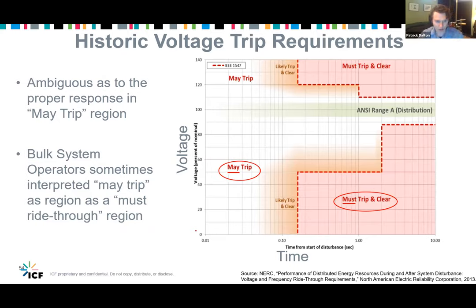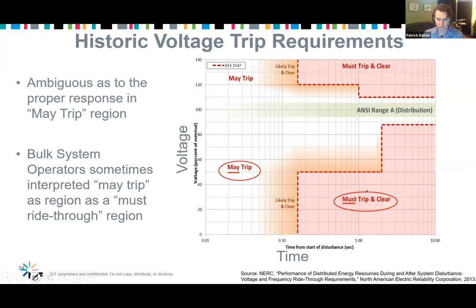I'd like to talk a little bit first about how historic voltage tripping requirements were defined in the standard and some of the ambiguity that existed in the previous standard, which was further defined in the recent standard. So we'll first look at legacy, and on the very next slide, we're going to look at how this evolved.